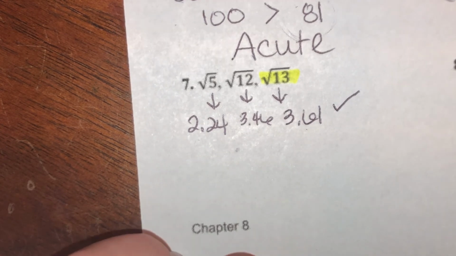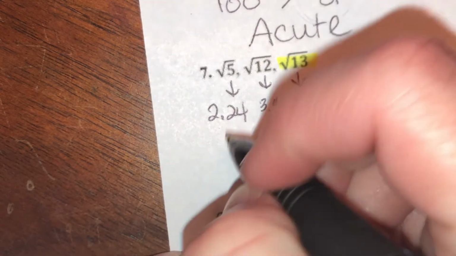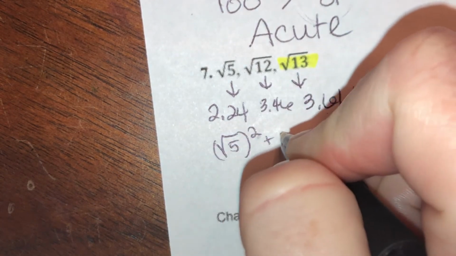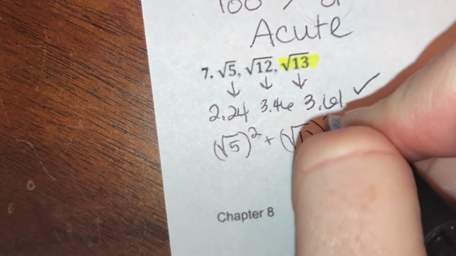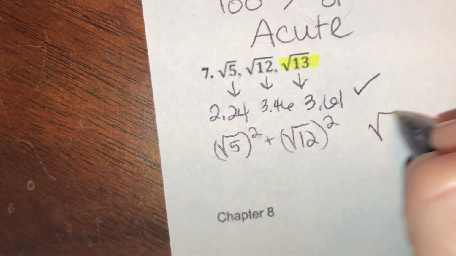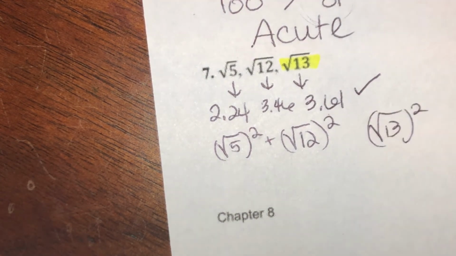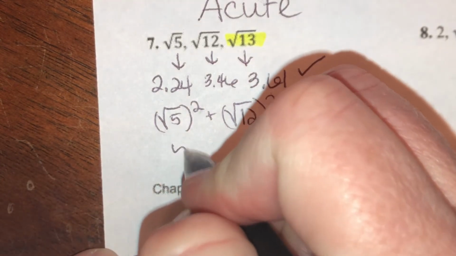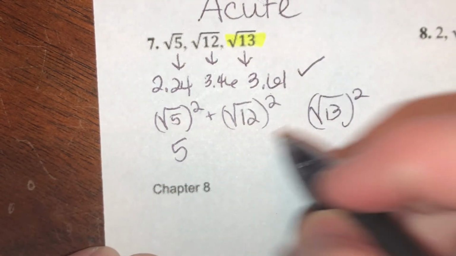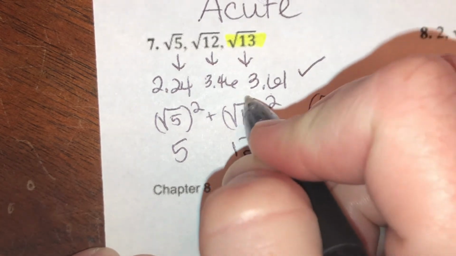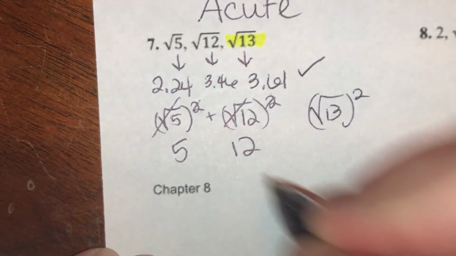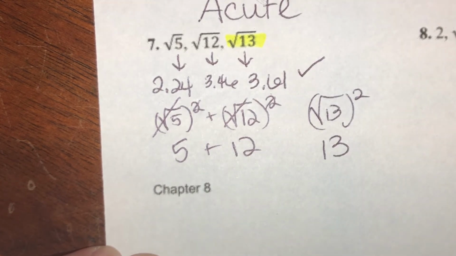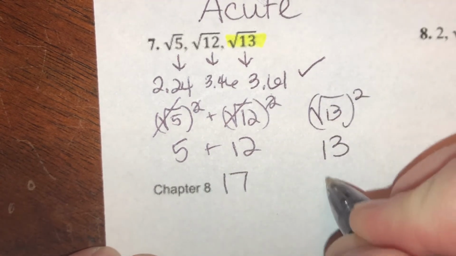Okay, next thing I want to do is use the Pythagorean Theorem. So I've got square root of 5 squared plus square root of 12 squared, and then square root of 13 squared. Right? Square root of 5 squared is just 5. Square root of 12 squared is just 12. The squared and the square root cancel each other out. Square root of 13 squared is 13. 5 and 12 is 17.